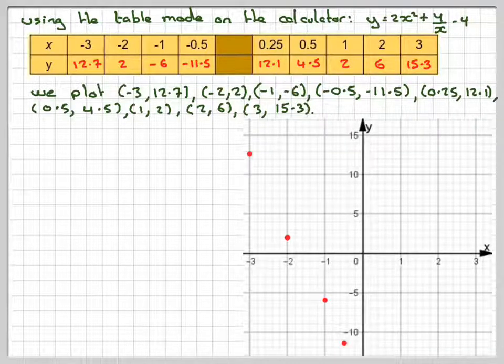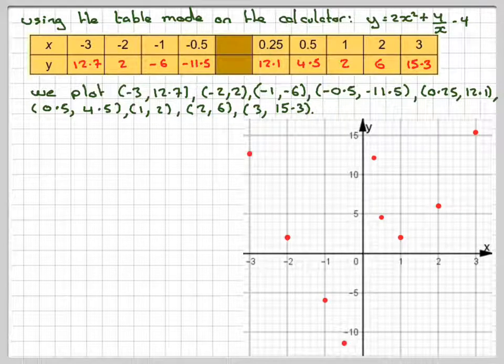Right, then we go the other side of this line. So 0.25, 12.1. It's up here. 0.5, 4.5. 1, 2. 2, 6. And 3, 15.3. Right, now we might need a few extra points.